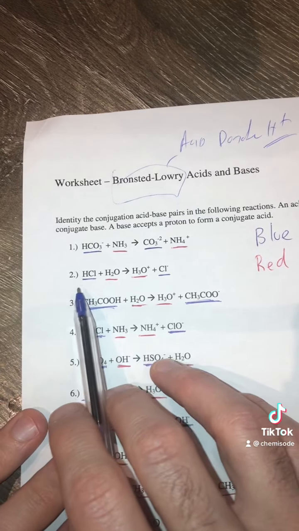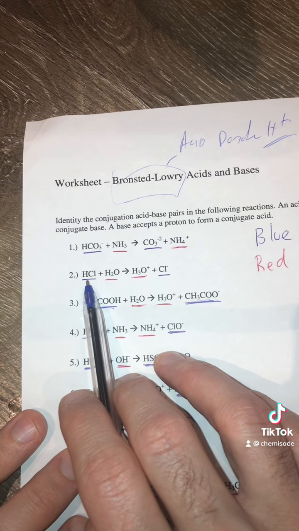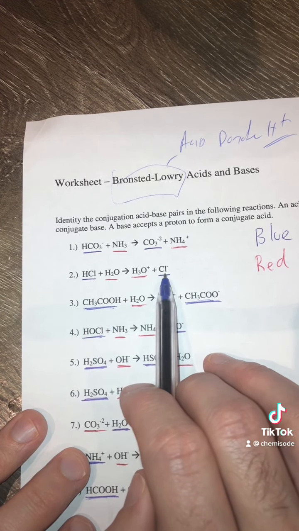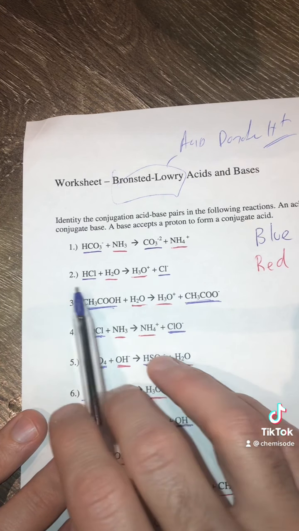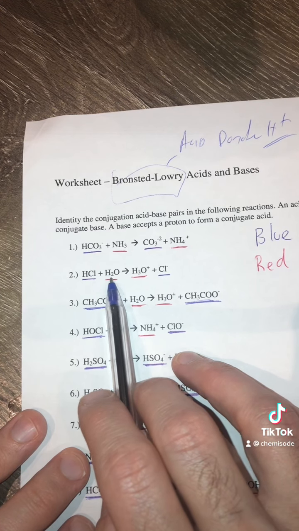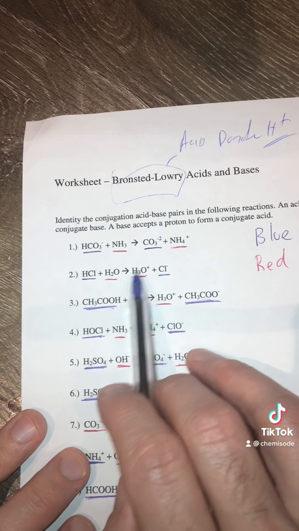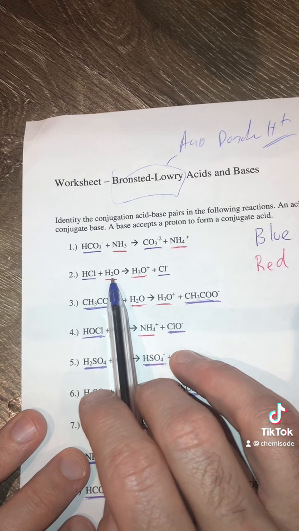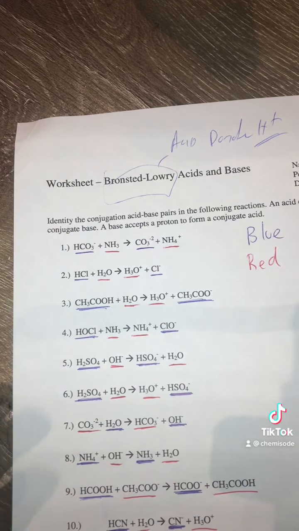Let's have a look at the next one. Underlined in blue is our acid, hydrochloric acid. It has donated the hydrogen and formed the conjugate base, which is the chloride ion here. The water in this case is acting like a base because it's accepting the hydrogen and forming the hydronium ion, H3O+. So the water here is our base forming the conjugate acid. You can do the rest of them here anyway.